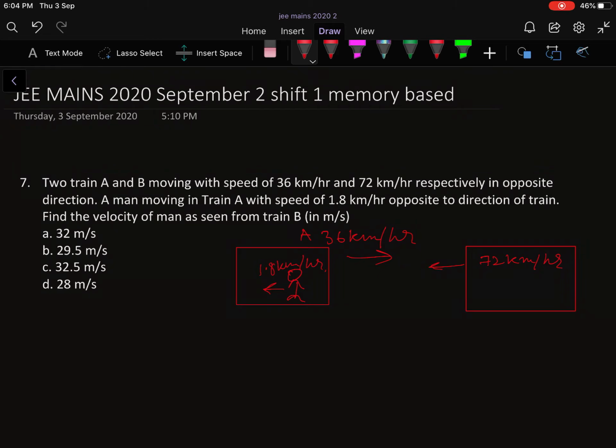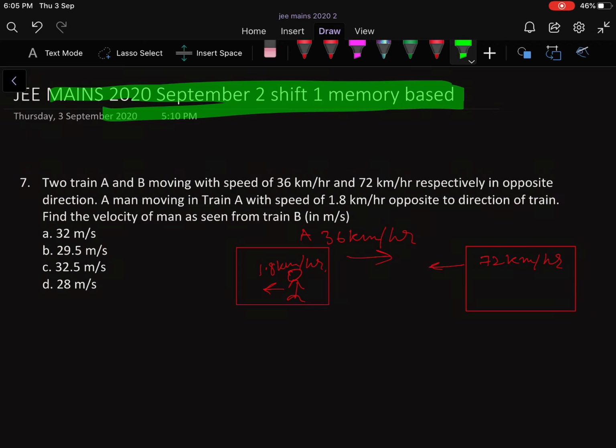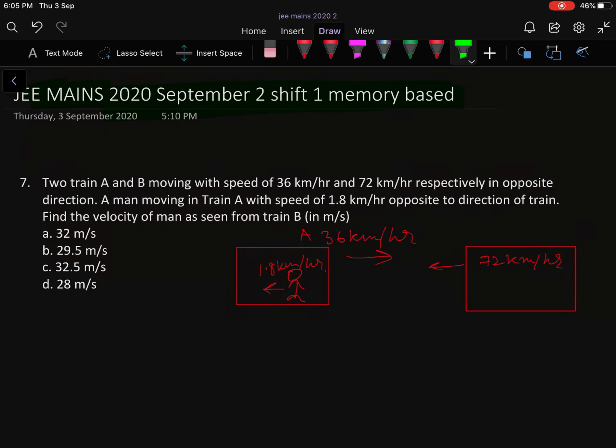Hello. So in this video you are going to see from question 7, and this is the part of JEE Main 2020 September 2 Shift 1. This is the second part video of this. In this video most of the questions are from mechanics and gravitation. Now I am jumping to the question. So first see question number 7.